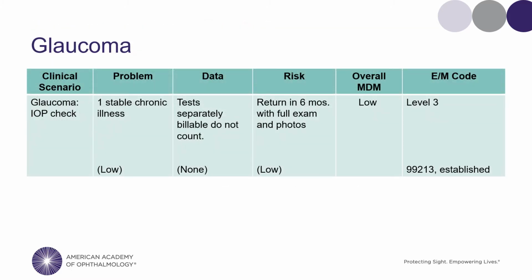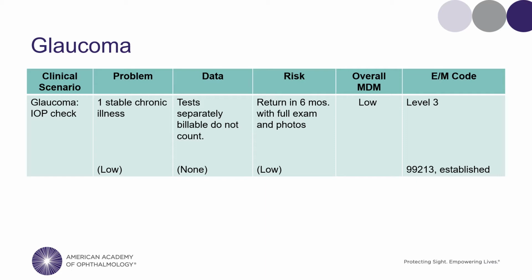Let's review the overall medical decision-making, or MDM, for this case study and the level of E&M. As a reminder, we must meet or exceed the same level of complexity in 2 of 3 categories for the final MDM. The 3 categories are problem, data, and risk. For this visit, the patient was seen for a glaucoma check. The problem, as documented, would be considered 1 stable chronic illness, or low.